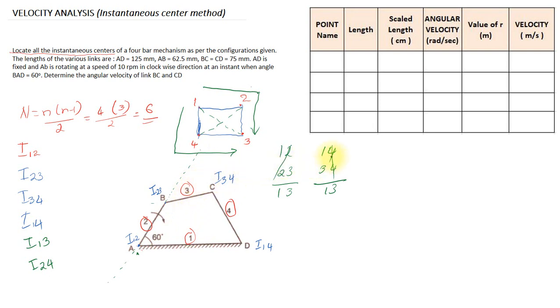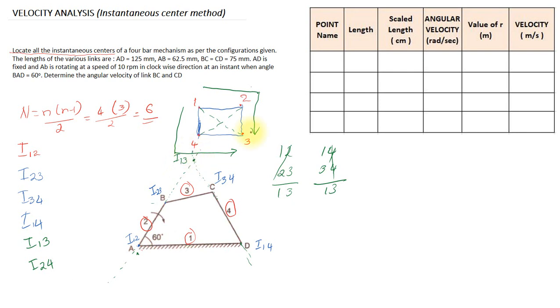Next is I14 and I34. So here is your I14 and here is your I34. Now you can extend this line, the lines passing through I14 and I34. These two lines will meet at a common point and that center is actually your I13.